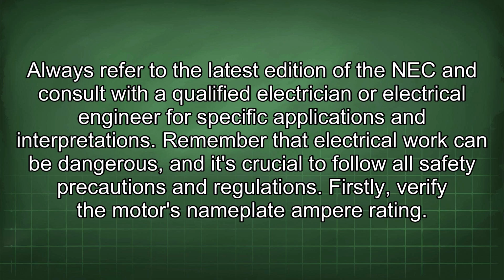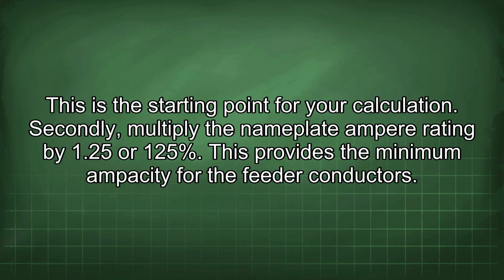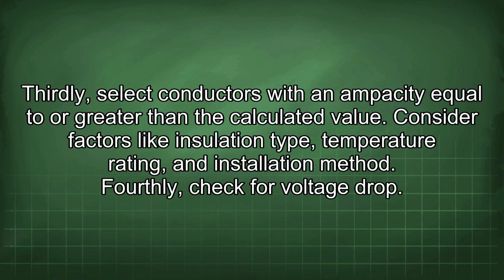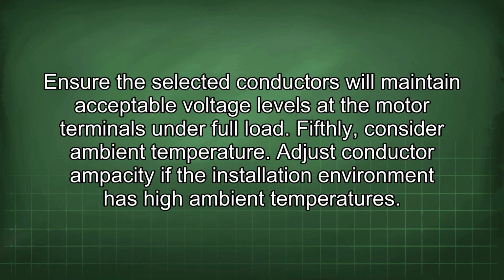Firstly, verify the motor's nameplate ampere rating. This is the starting point for your calculation. Secondly, multiply the nameplate ampere rating by 1.25 or 125%. This provides the minimum ampacity for the feeder conductors. Thirdly, select conductors with an ampacity equal to or greater than the calculated value. Consider factors like insulation type, temperature rating, and installation method. Fourthly, check for voltage drop. Ensure the selected conductors will maintain acceptable voltage levels at the motor terminals under full load.